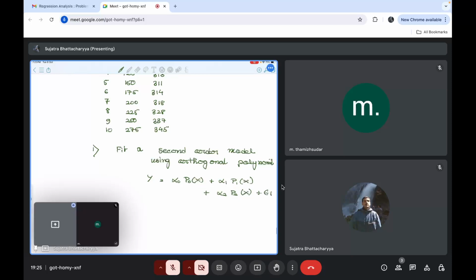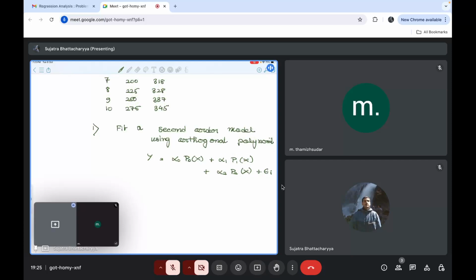As I have told you, up to 2nd order of polynomial is mostly required. Based on this, you first fit and calculate the best estimate, sorry, the least square estimate of alpha naught. Of course, if you fit the model, you calculate alpha hat. From there, we will do something. But you first have to fit the model.